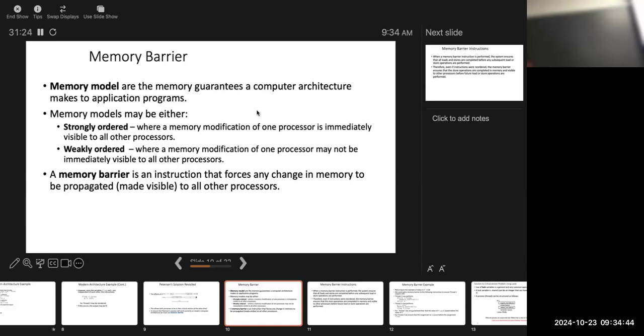So the memory model actually tells us that when the data is updated by one thread on a core, at what time the other threads running on other cores are informed about the update. Are they informed immediately? If yes, this is known as strongly ordered memory model.